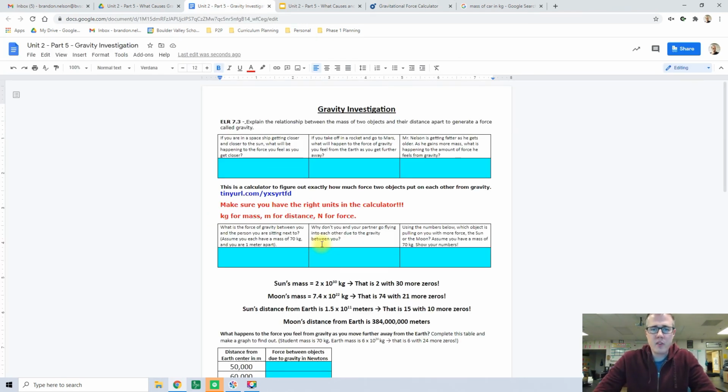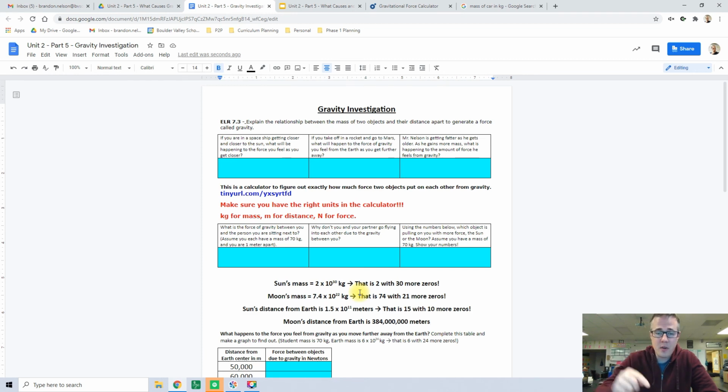Back in the document that's called Gravity Investigation, here's what your next steps are. In these three boxes is where you're going to start. The first thing that you need to do is figure out some of these forces using the numbers that I've given you right here. So we're talking about objects out in space like the moon and the sun and Earth, and those things have really big distances between them and really big masses. So we're going to be punching in some pretty big numbers.